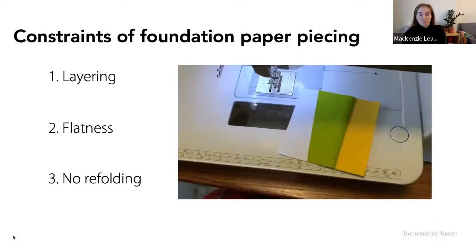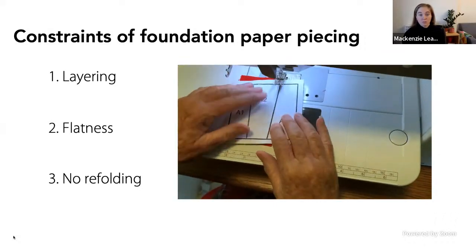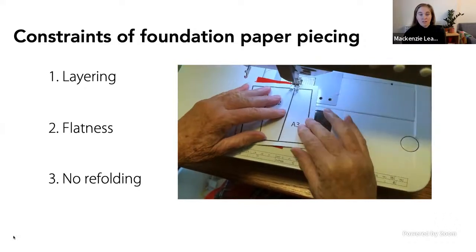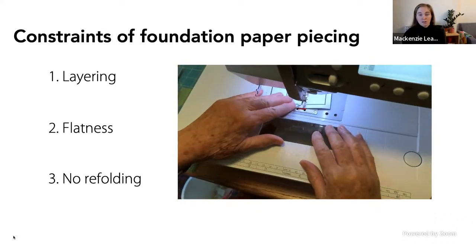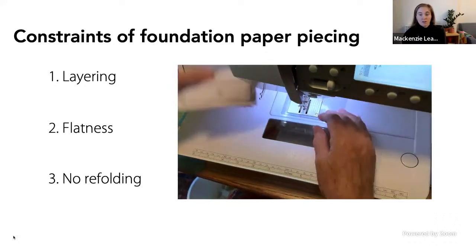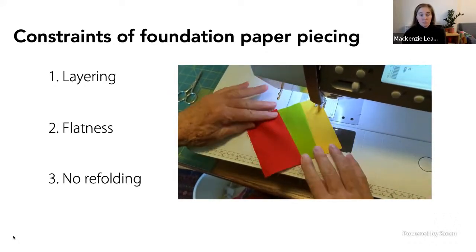So for example, here we'll see that the red piece is sewn on top of the green piece properly. And this is going to lead to a smooth finished seam. And here I'm keeping the paper and fabrics flat and do not refold any of the fabrics once they're sewn.